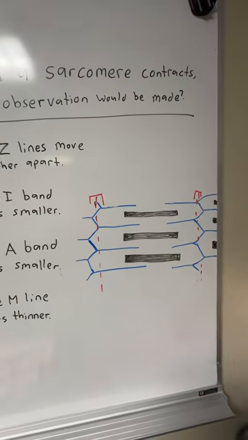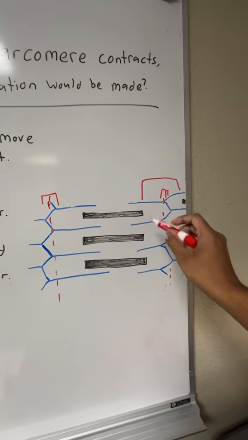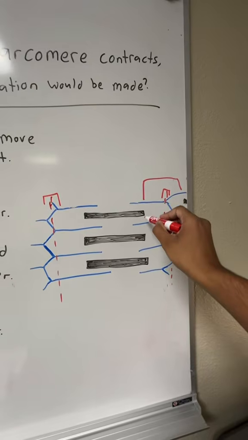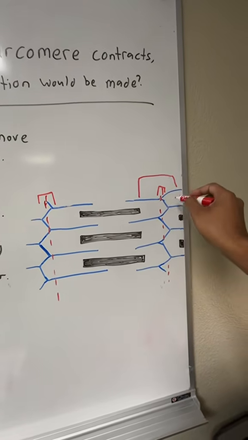Next is the I band. The I band will be something like this. Look where I'm starting and look where I'm ending. We're starting at the end of the myosin and reaching the end of the myosin. So the I band is only going to be actin.